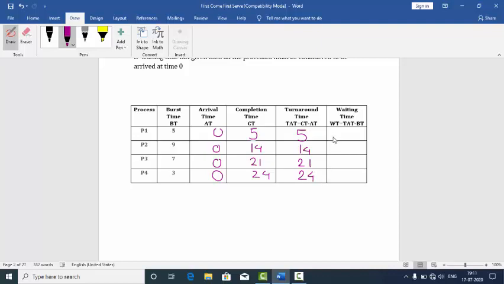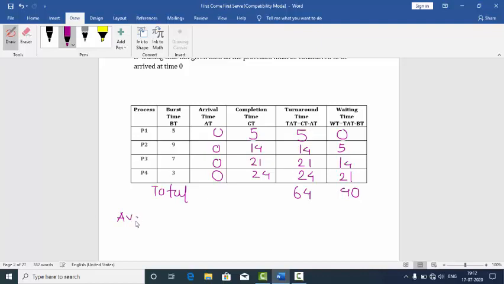Then waiting time. Waiting time means what? Turnaround time, the actual completion time when it has completed, minus burst time. And burst time means what? It is the time which is spent at the processor. So 5 minus 5, that is 0. 14 minus 9, that is 5. Then 21 minus 7, that is 14. And last 24 minus 3, that is 21. Now find the total. So the total is over here 64 and over here it is 40.